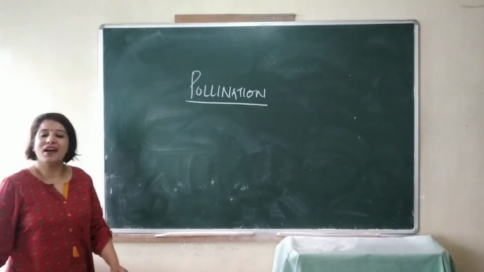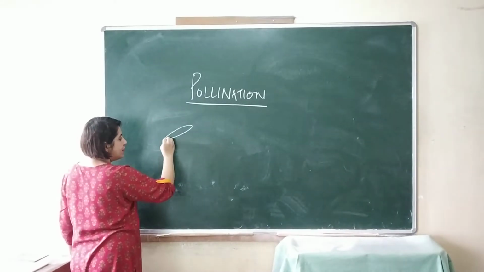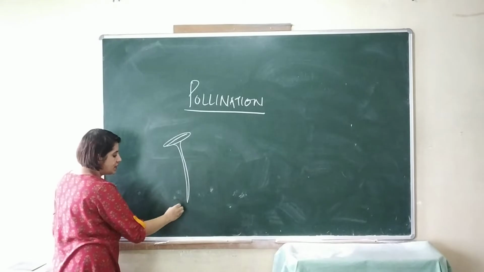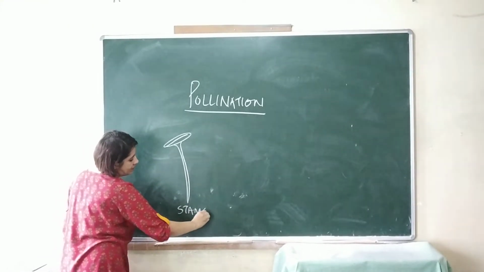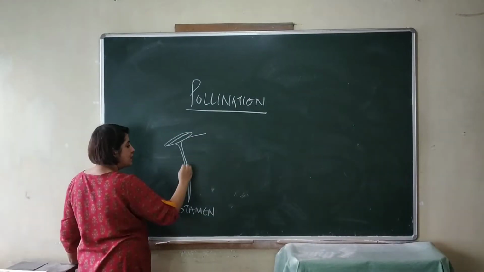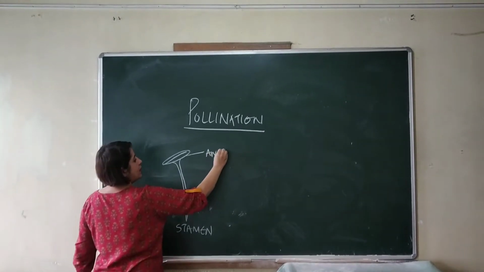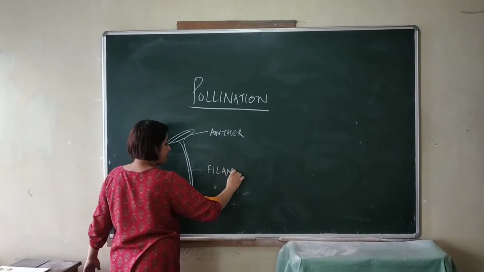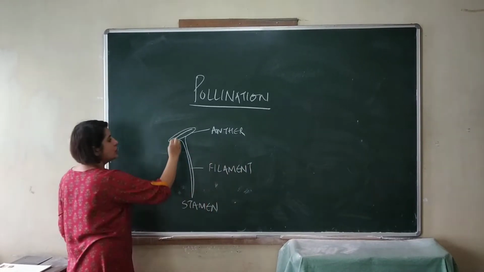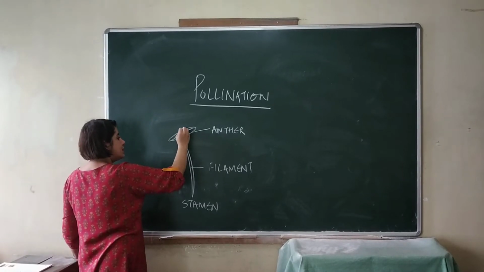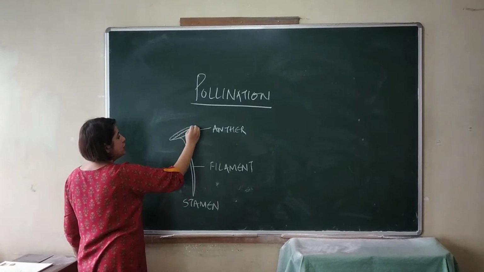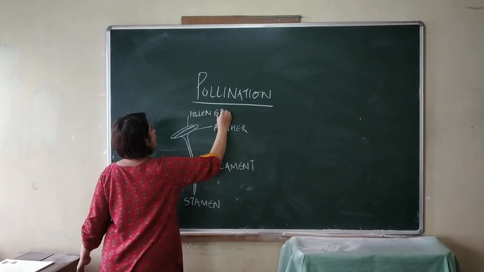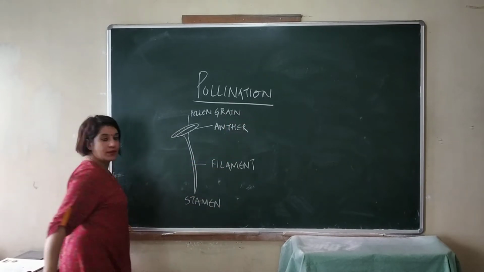Now, if you remember, I had told you last time that the androecium, that is the male part of a flower, consists of stamens, and each stamen has two parts, anther and filament. And I also told you that the function of the stamen or the androecium is to produce pollen grains, and pollen grains are produced in the anther.